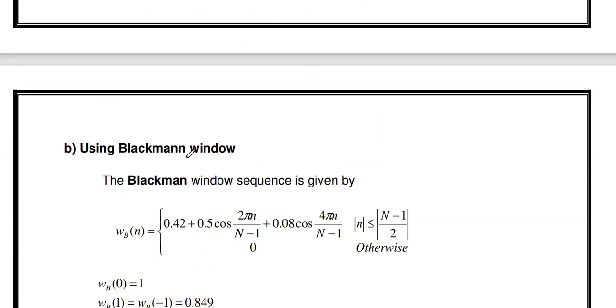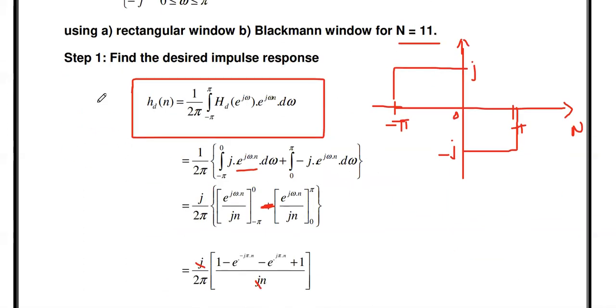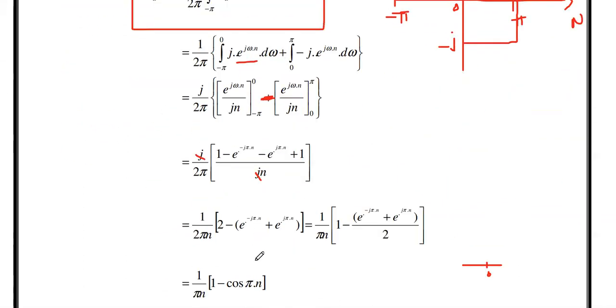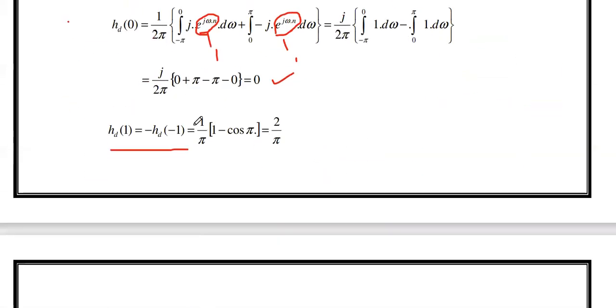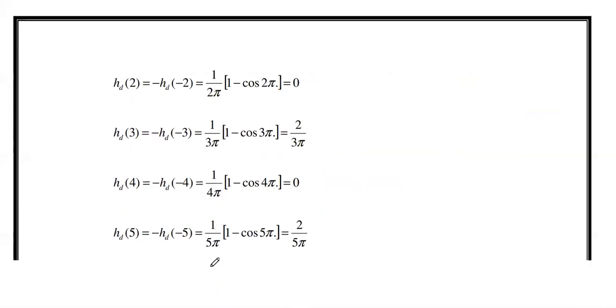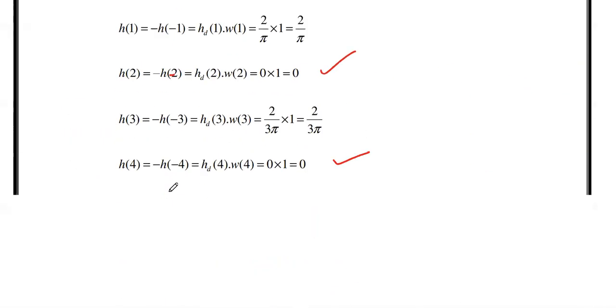Okay, similarly, we are going to design the same ideal Hilbert transformer using the Blackman window. Okay, so you see the first step is the same. No need to find the HD of n again. The first step, the same thing: the desired impulse response, we calculated HD of n is 1 by pi n, 1 minus cos pi n, and we calculated the values also. Okay, so the first step is the same. There is a change from the second step onwards.